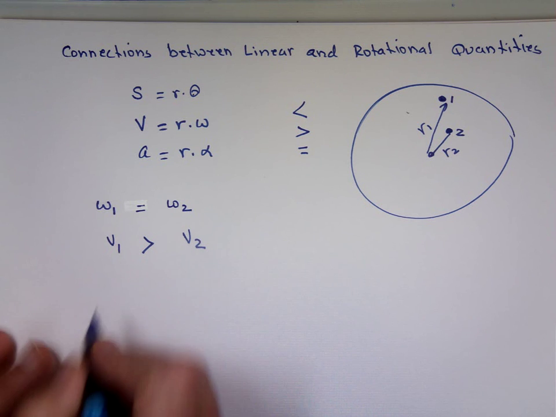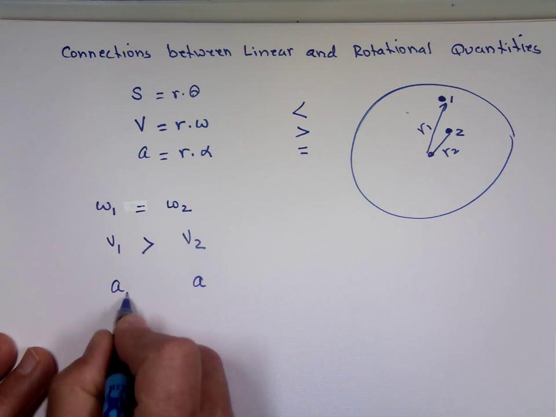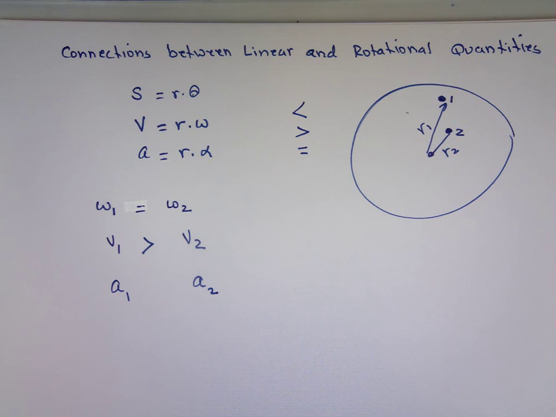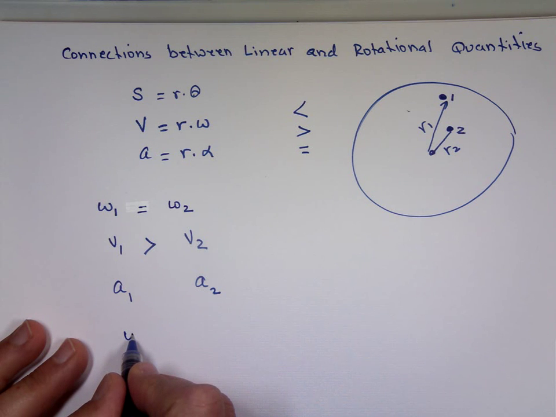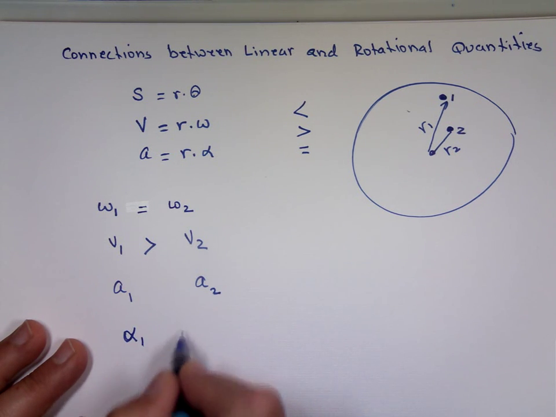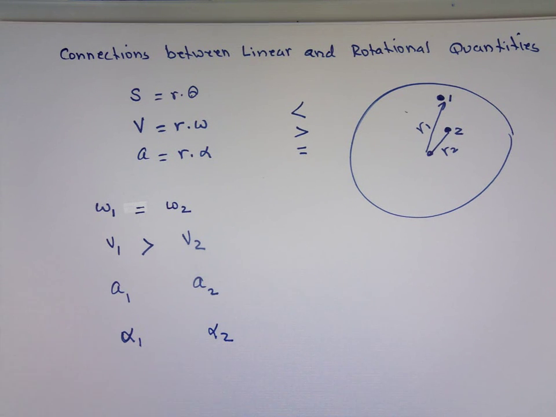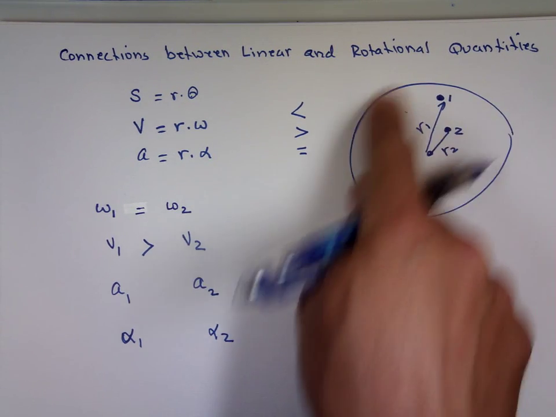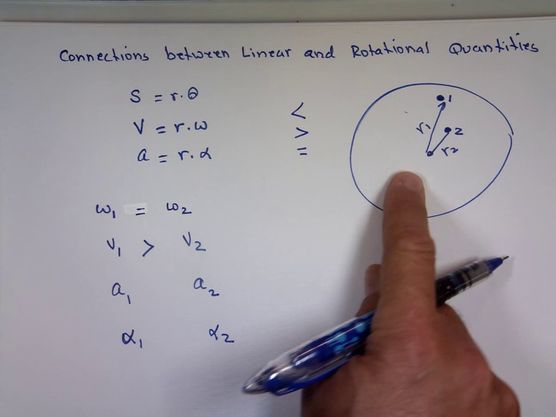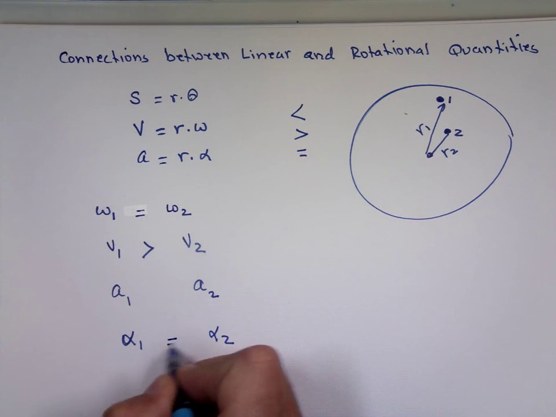And what about the acceleration for 1 and 2? And what about W for 1 and 2? I mean, not W. Alpha for 1 and 2. I'll do alpha first. Alpha's always first. So alpha is really how fast the increase and decrease in the rotation. It doesn't matter where you sit. So these two will be equal to each other.